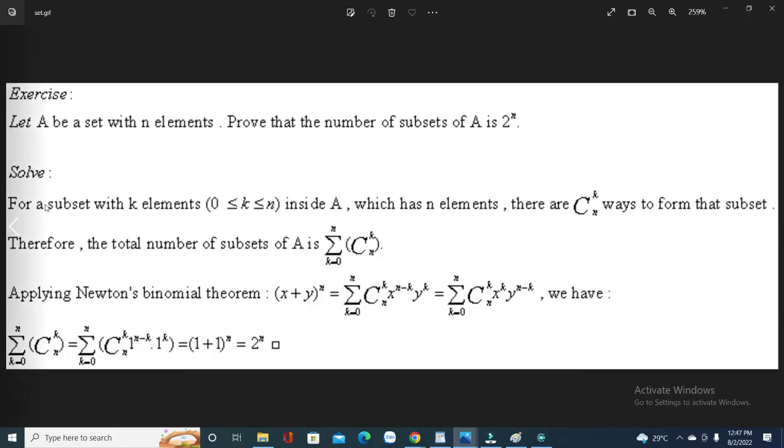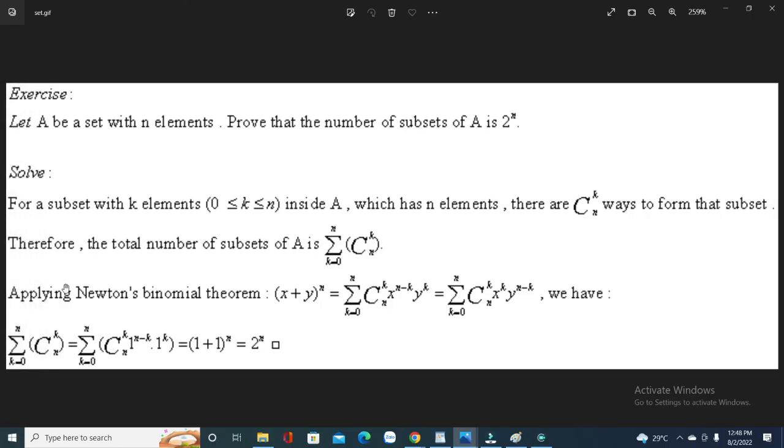So for a subset with k elements, where k is between 0 and n, including 0 and n itself, inside A, which has n elements, there are C(k,n) ways to form that set. Therefore, the total number of subsets of A is the sum of C(k,n) for k equal to 0 to n, because k is running from 0 to n.